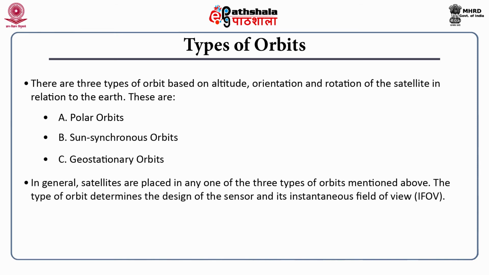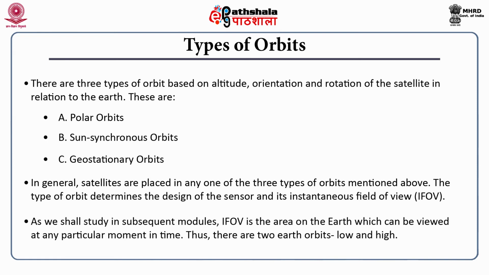In general, satellites are placed in any one of the three types of orbits mentioned above. The type of orbit determines the design of the sensor and its instantaneous field of view, which we call IFOV. As we shall study in the subsequent modules, the IFOV is the area on the earth which can be viewed at any particular moment in time. Thus, there are two earth orbits, low and high earth orbits.